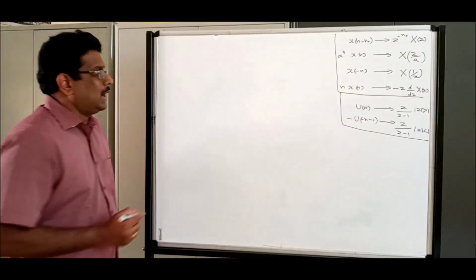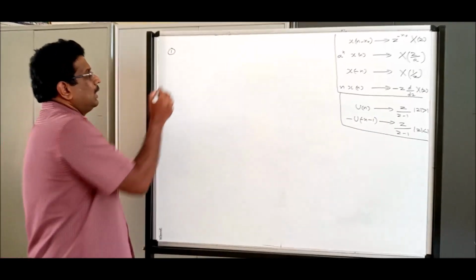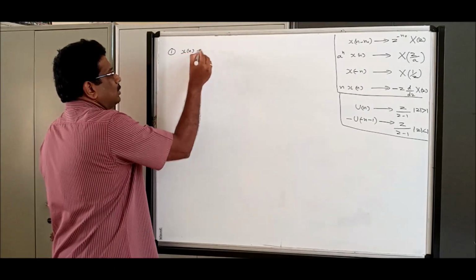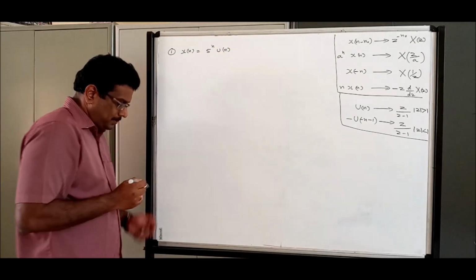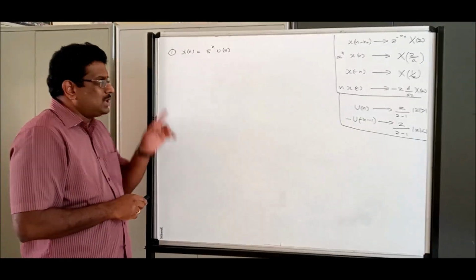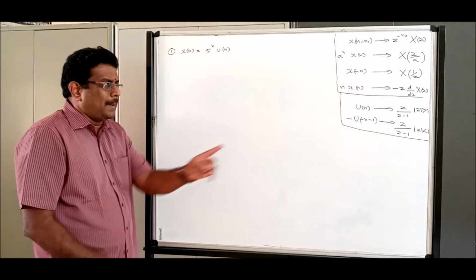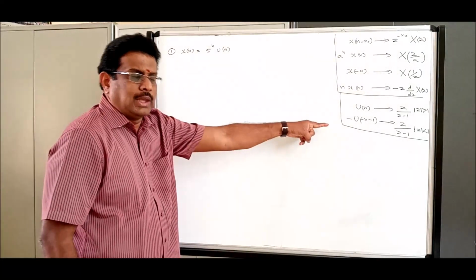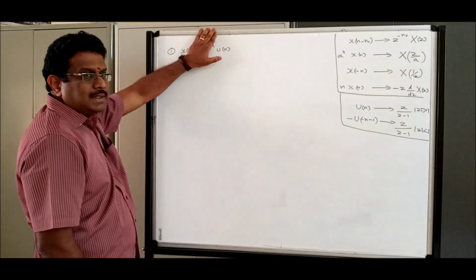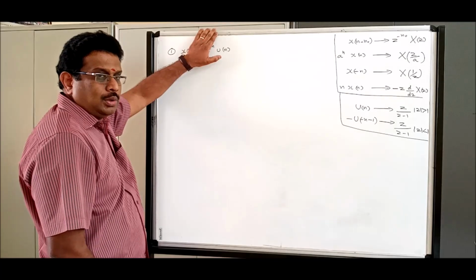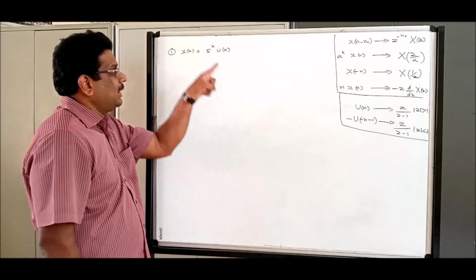Now, let us have the problems based on properties. x of n is equal to 5 power n u of n. This is the problem. Now, the moment you see the question, try to start from the basics. Yes, u of n. So try to close this. For u of n, what is the answer? z by z minus 1. Good. Now, what is the basic problem u of n available?